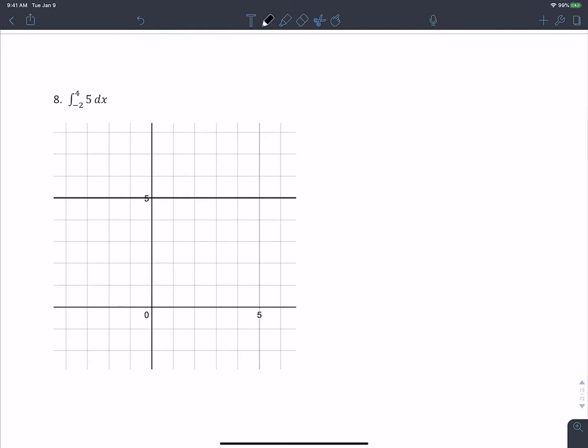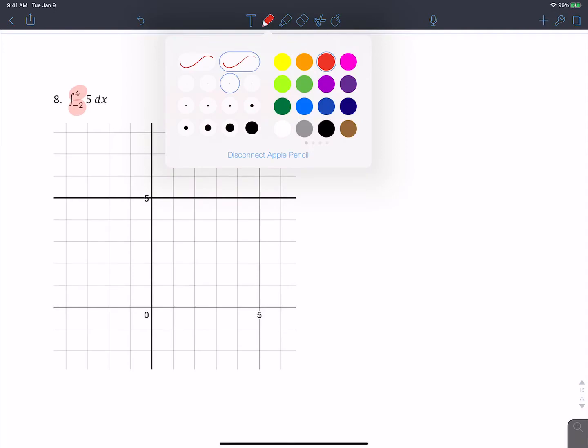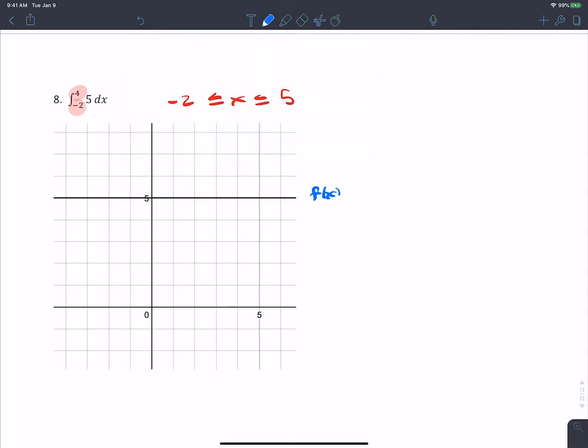Here, what do you guys know about the function here? It's a constant function. We're still integrating from negative 2 up to 5. So that's true. This is how we write our interval, smallest to largest. And yes, you might notice you have a constant function. So f of x equals what? That's 5.